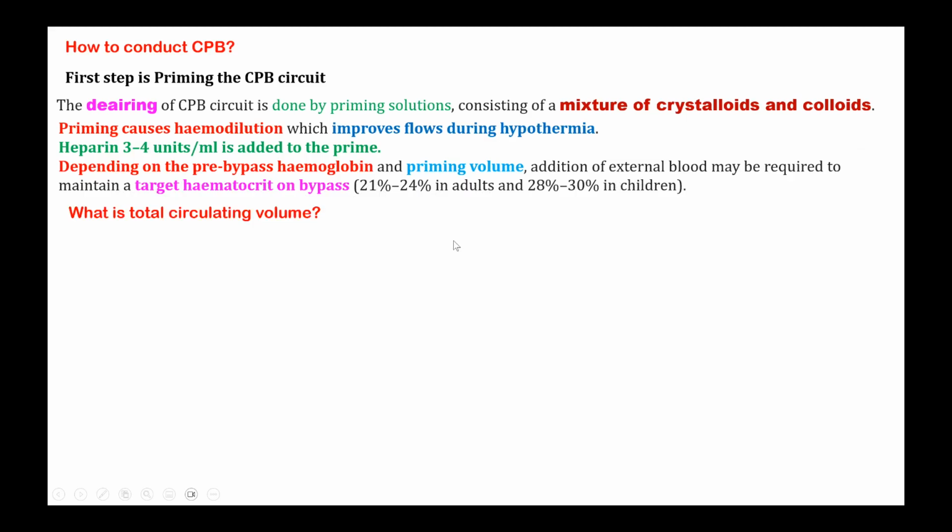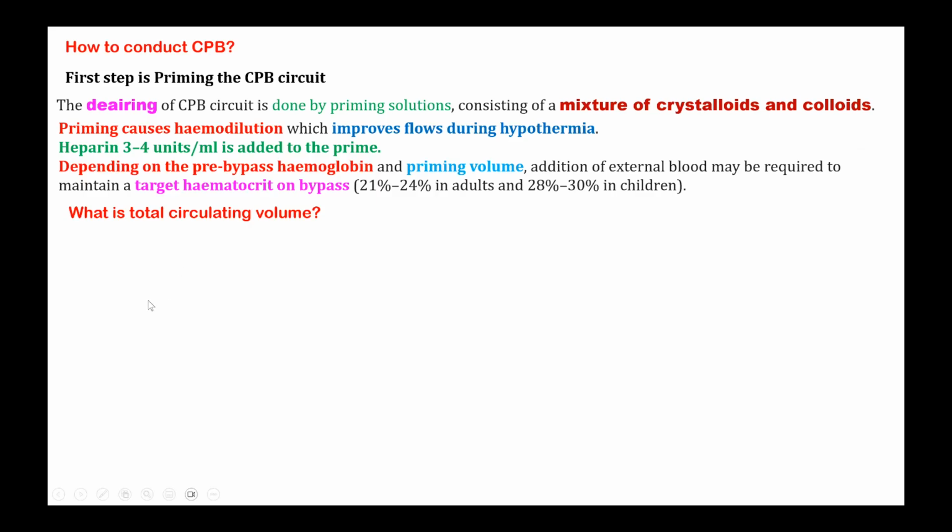You must know a few things about priming: how much to prime, how to prime, what will happen, what is the idea of priming. First point, if we want to remove the air in the circuit completely, even before the patient is connected, we keep the tubings, the pump and the reservoir, everything filled with a particular volume of this priming fluid, so that there is no air mixing with the patient's blood.